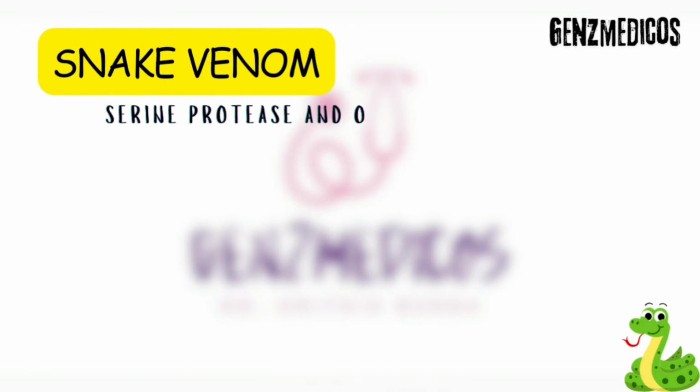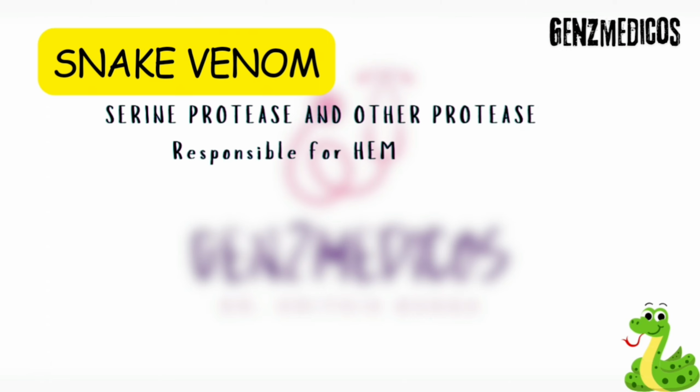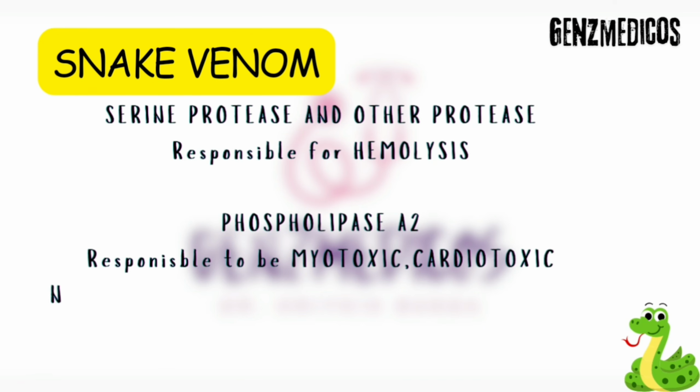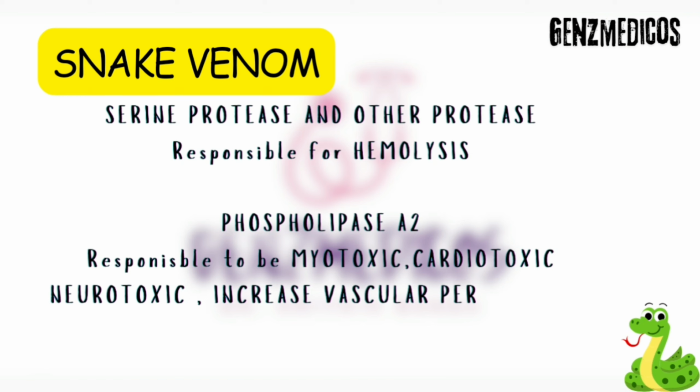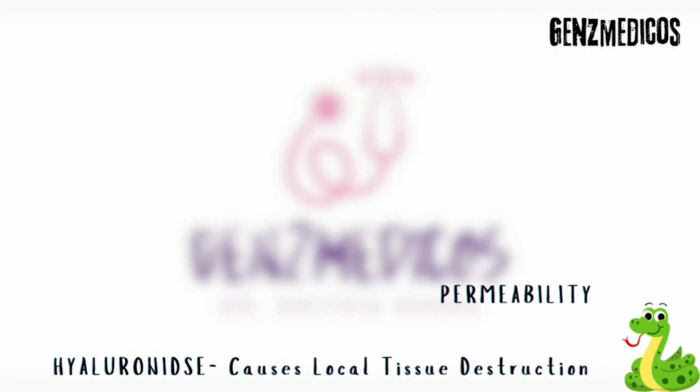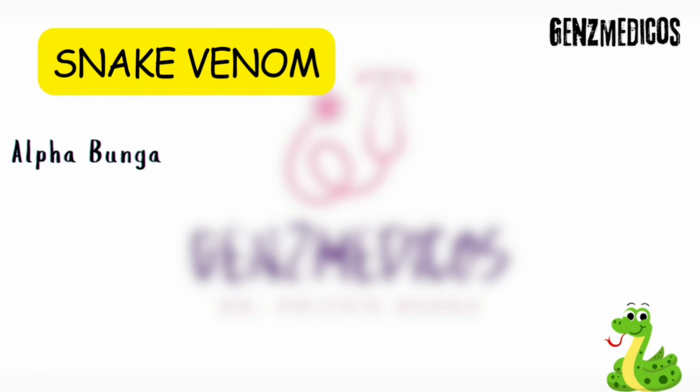Now let's study what the snake venom contains. Snake venom contains serine protease and other proteases. What will it do? It is responsible for hemolysis. Protease is pro in breaking RBC, just remember by this. And phospholipase A2 is responsible for myotoxicity, cardiotoxicity, neurotoxicity and increased vascular permeability. What will hyaluronidase do? It will cause local tissue destruction.